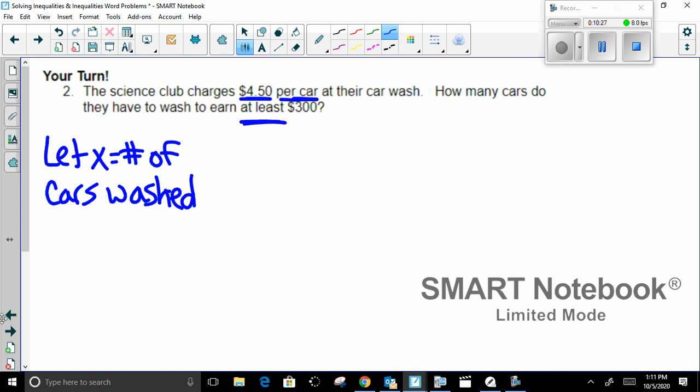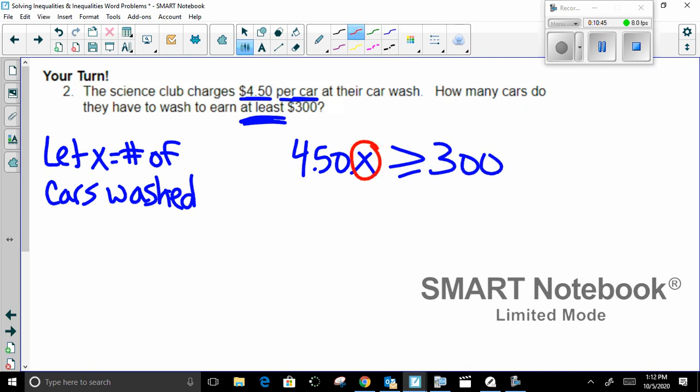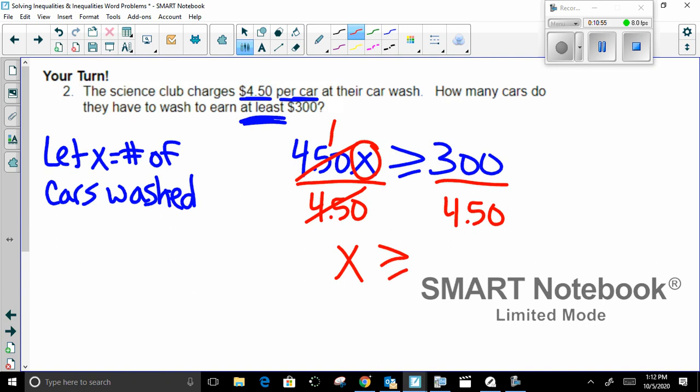All right, so it's $4.50 per car. So $4.50 times the amount of cars. So times X. I don't know what X is right now. I don't know how many cars. At least 300. So I could make 300, or I want to make more than 300. So greater than or equal to 300. In order to solve for X, I need to divide by 4.50. Anything divided by itself is 1. 1 times X is X. Leave your inequality sign. And if I divide that, I get 66.6.